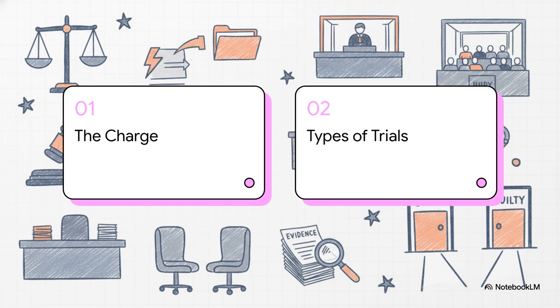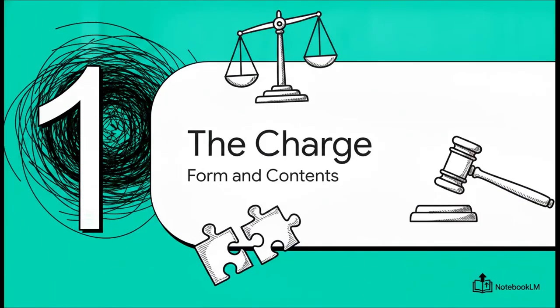In today's Explainer, we're going to be focusing on two key areas. First up is the charge, specifically its form, its contents, and alteration. And second, we'll dive into the types of trials, spanning across sessions, warrant, summons, and summary. Section 1. The charge, form, contents, and alteration.